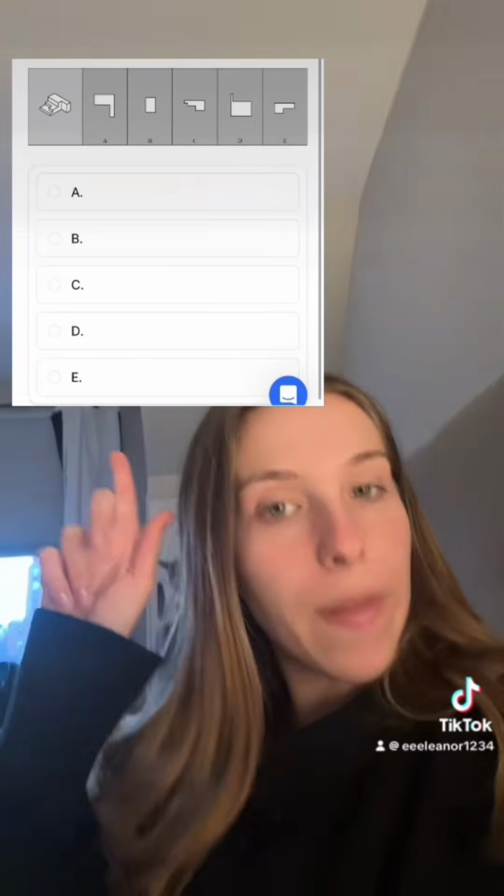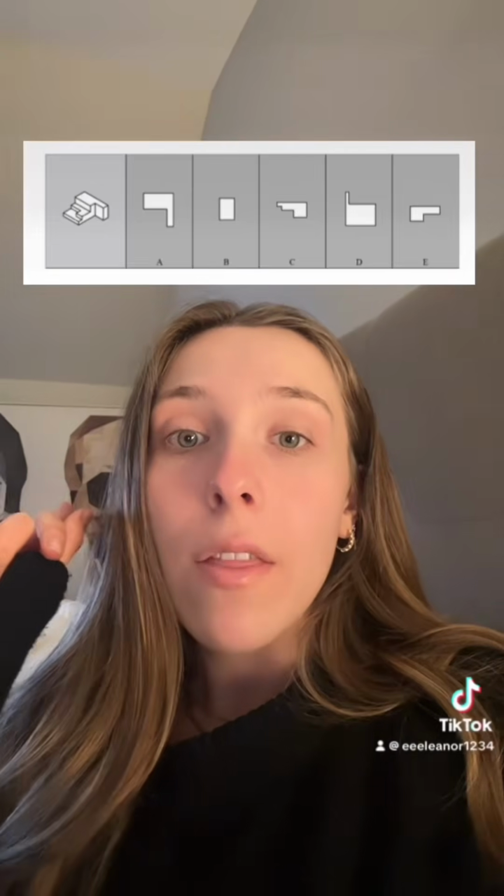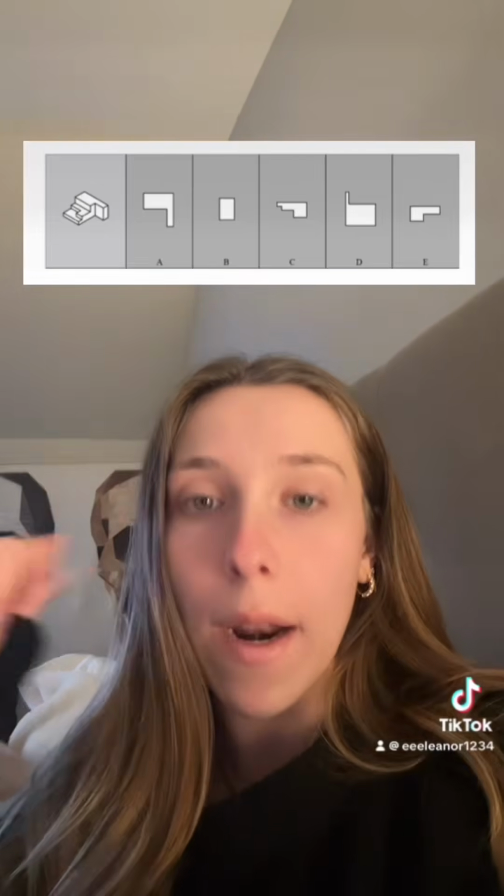So this is an example of a keyhole question. It basically asks you to imagine if the objects can pass through which one of these shapes. I learned how to do keyholes using Booster Prep and there was so much practice, and I'm going to teach you my tips and tricks.